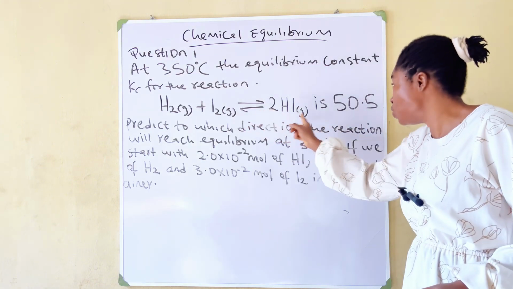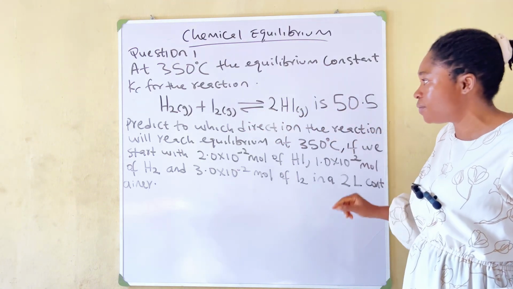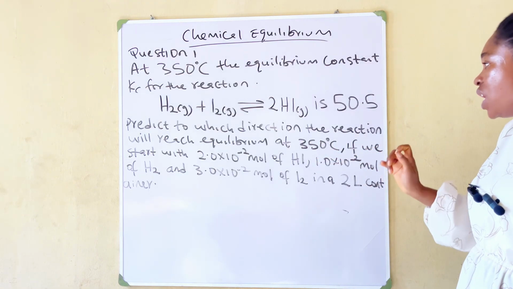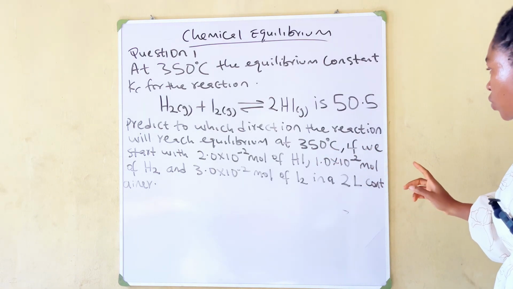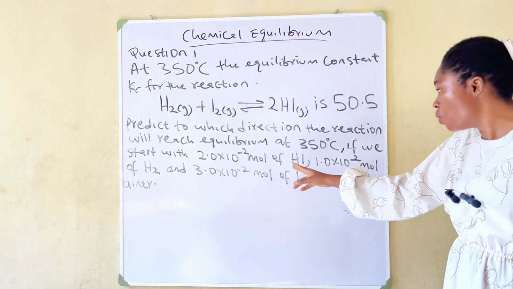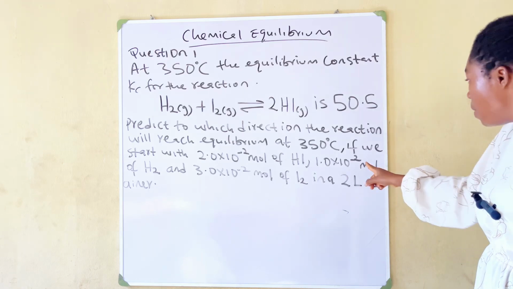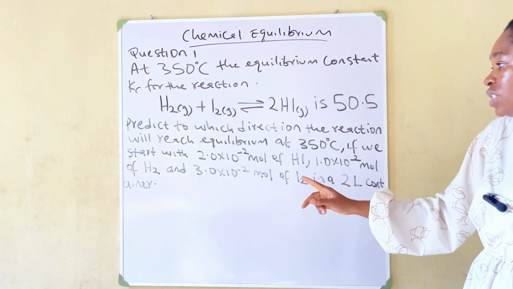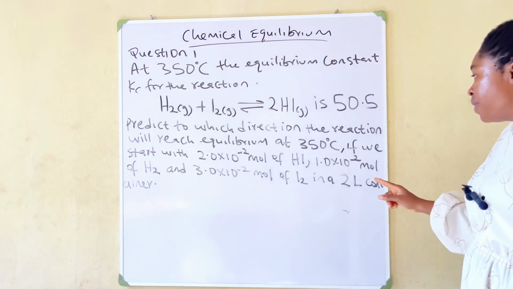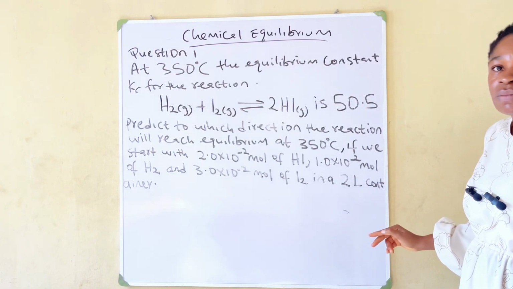So at 350 degrees Celsius, the equilibrium constant Kc for this reaction is 50.5. Predict in which direction the reaction will reach equilibrium at 350 degrees Celsius if we start with 2.0 times 10 to the power minus 2 mole of hydrogen iodide, 1.0 times 10 to the power minus 2 mole of hydrogen gas, and 3.0 times 10 to the power minus 2 mole of iodine in a 2-liter container.